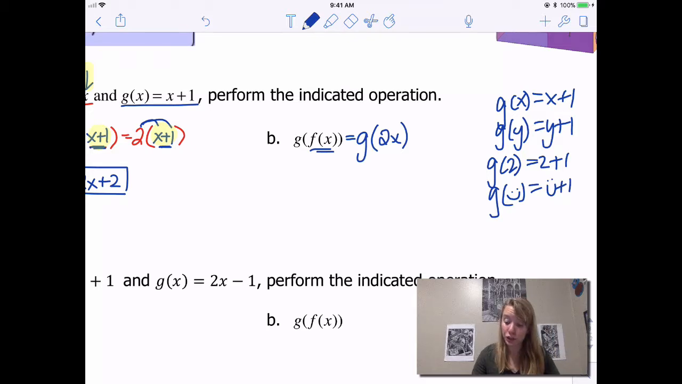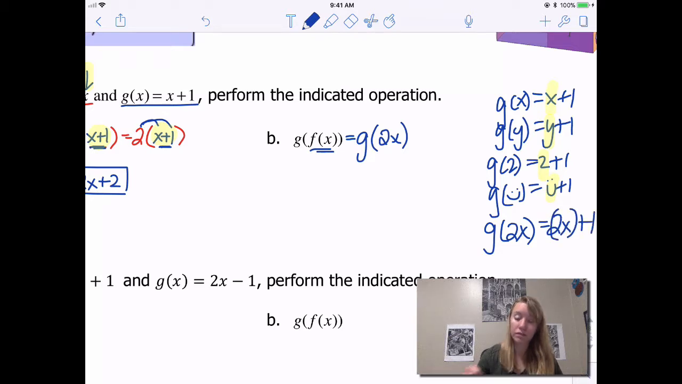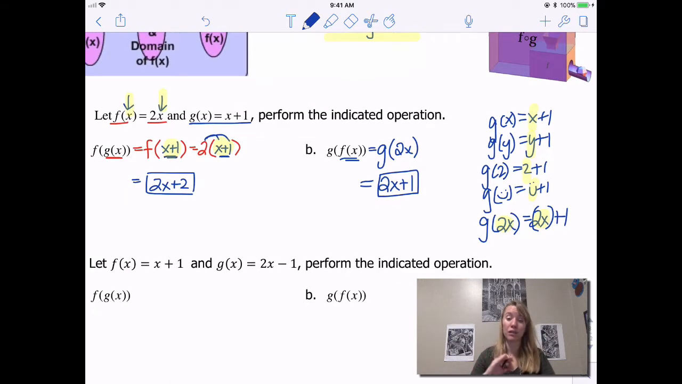So when I plug into x, I've got to match what's in the parentheses to what shows up in my actual problem. So instead of smiley face, it's going to be 2x plus 1. Again, I matched what's here to what's here. So g of 2x is equal to 2x plus 1. This time I don't have to distribute because I didn't have the 2 outside the parentheses, so I just have 2x plus 1.